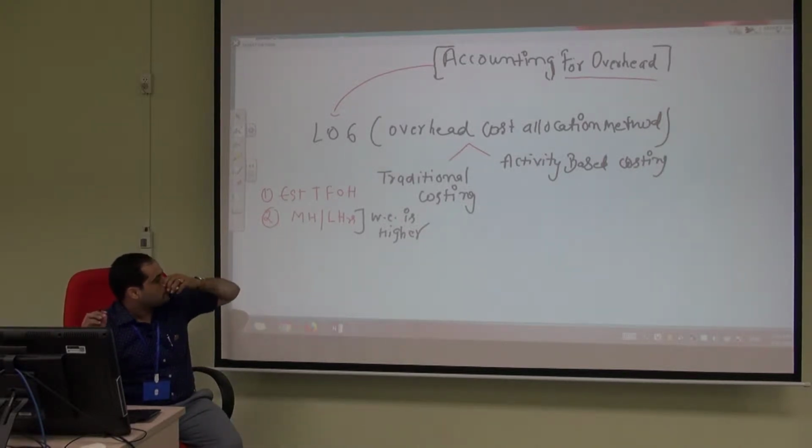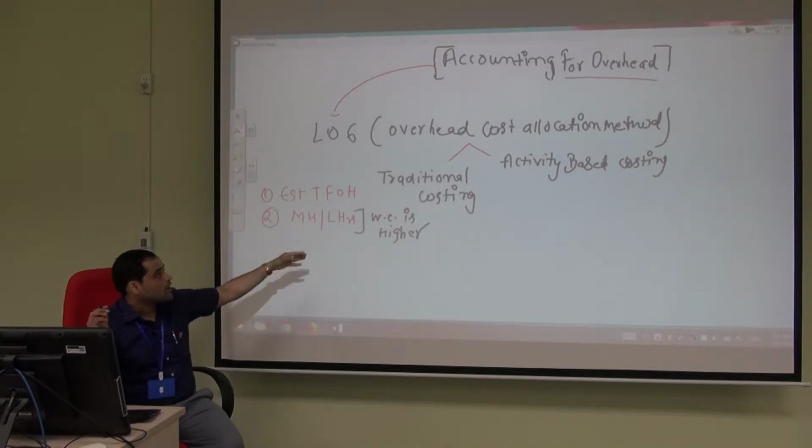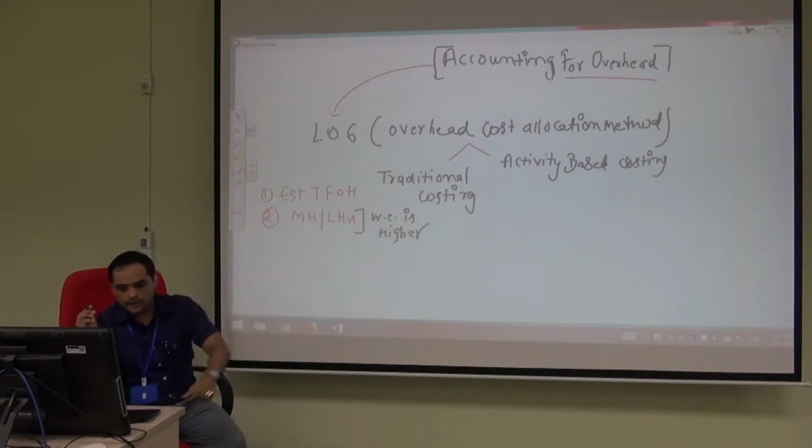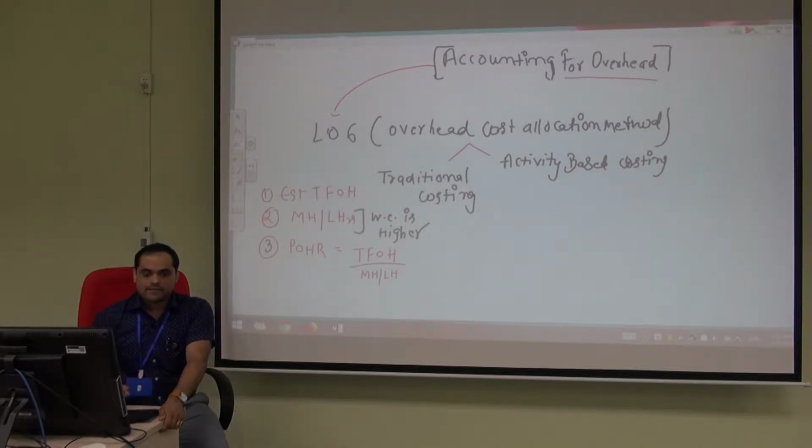Keep in mind, if in the question only machine hour is given, we use machine hour. If only labor hour is given, we use labor hour. But if both are given, then we use only one. Right? And the third step is the predetermined overhead rate. The formula is step 1 divided by step 2, so estimated total factory overhead divided by machine hours or labor hours, whichever is higher.